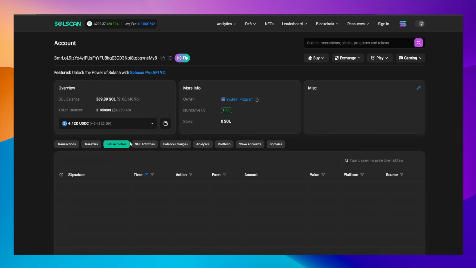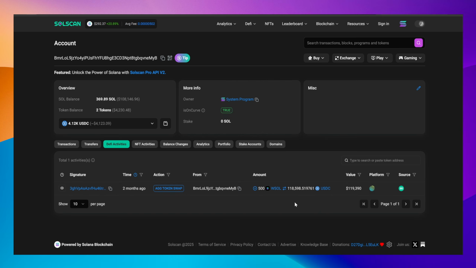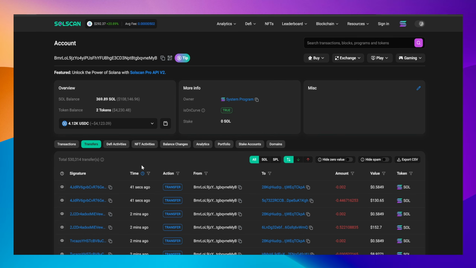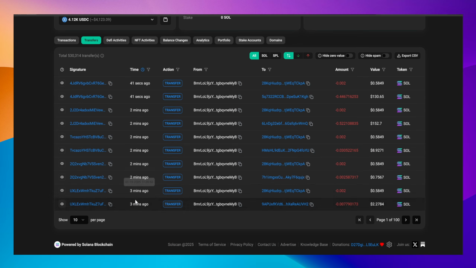They're not meme coins, which means that this wallet is not used for trading. Indeed, if you go to DeFi activities, you're going to see that it only exchanges Solanas for USDCs. So if you go to the transfers tab, once again, you're going to see that it has a shit ton of transactions every single minute. Once again, tracking down this kind of wallets is pretty time consuming, and in my opinion, it's not worth it.